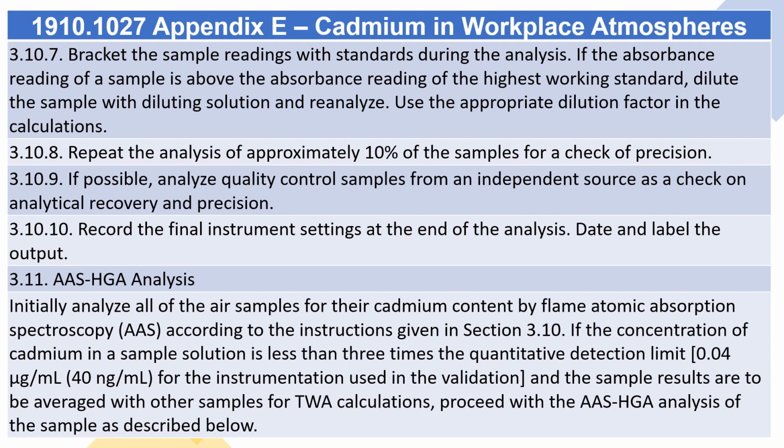3.11. HGA analysis. Initially analyze all of the air samples for their cadmium content by flame atomic absorption spectroscopy, AAS, according to the instructions given in section 3.10. If the concentration of cadmium in a sample solution is less than 3 times the quantitative detection limit, 0.04 µg/mL, 40 nanograms per milliliter, for the instrumentation used in the validation, and the sample results are to be averaged with other samples for TWA calculations, proceed with the HGA analysis of the sample as described below.